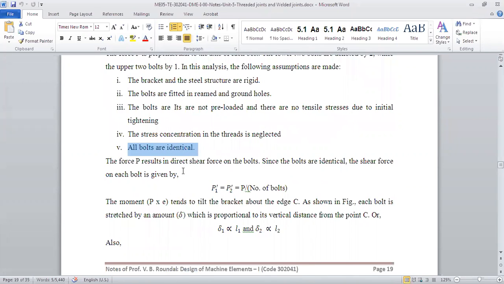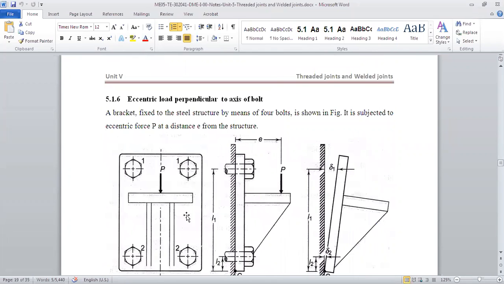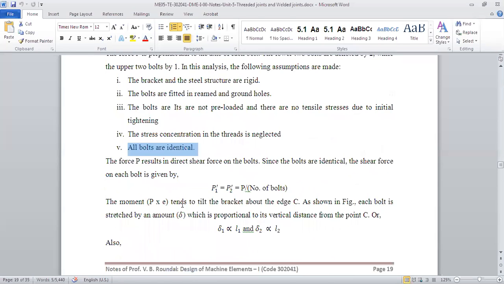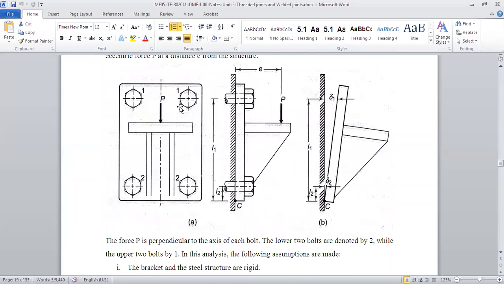Now, because of the load, there will again be shear force. As I said, that shear force in this case we will denote as P1 dash, single dash. So P1 dash is equal to P2 dash is equal to P upon the number of bolts. Here 4 bolts are there, so each bolt will have P by 4 as the direct shear, as we have seen in the last case also. So whatever the load is, divided by the number of bolts, will be your direct shear. It is straightforward. So P upon N. Now we will see the shear stress.